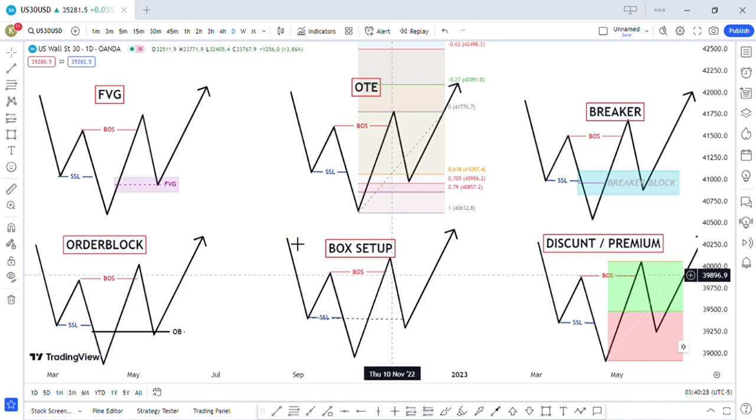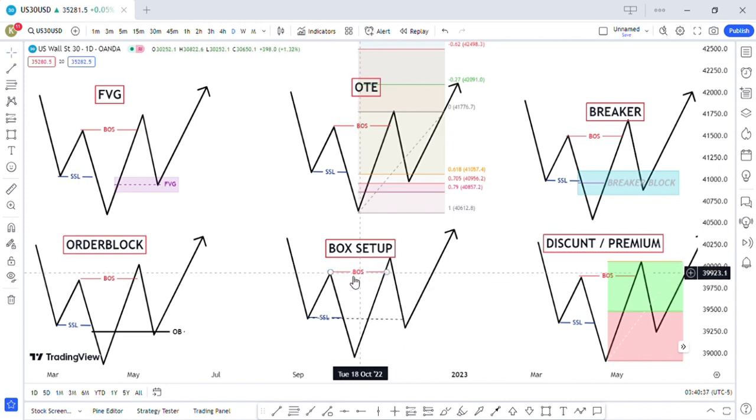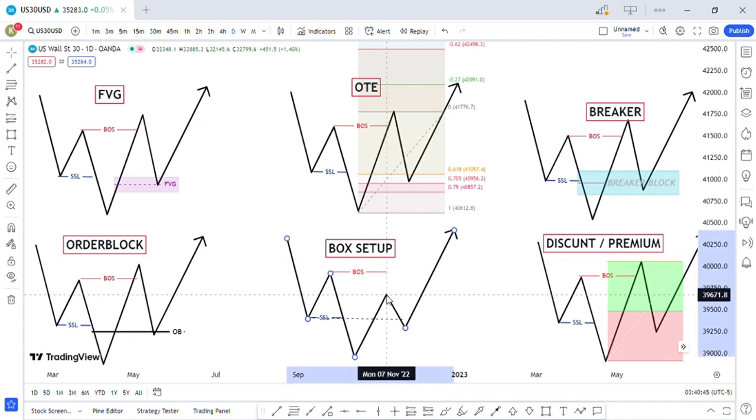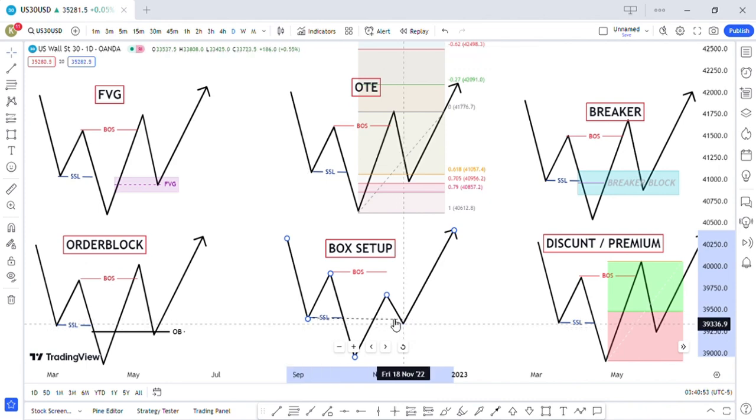The box setup is something I'm going to teach. I haven't taught this yet, but the nice thing about the box setup is that it doesn't even require the market to break this high. The market can come here and make this high, and as the market makes this one and comes back and doesn't close below this low here, then you have your box setup. Buy from here.